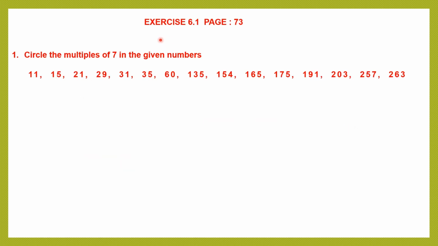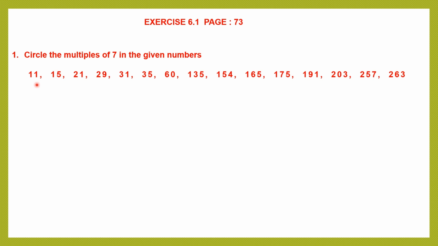So now that we know what multiples are, let us do exercise 6.1, which is on page number 73. Question 1. Circle the multiples of 7 in the given numbers. So here we have many numbers given to us. Which of these are multiples of 7? That means when we multiply 7 into something, we should get these answers, or these should be in the tables of 7.